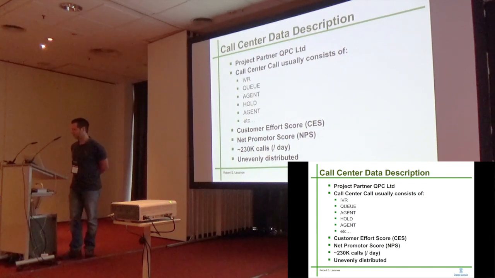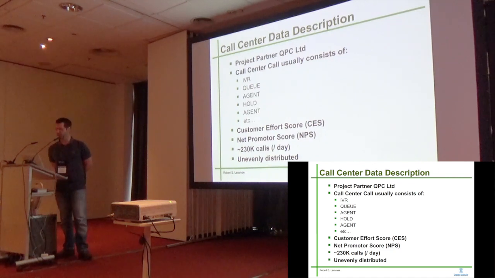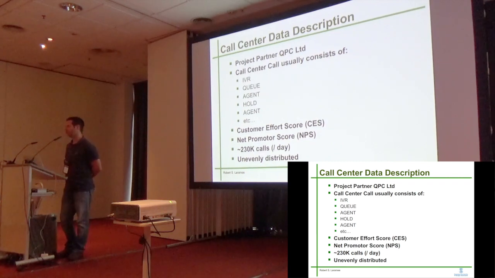And there's also something called a net promoter score, which is the actual score given by customers when they get a text saying, would you please rate or evaluate your call that you just had, your call center experience with us. The data set we're going to show is about 230K calls, so that's a typical call center, getting 230,000 calls per day, and it's very unevenly distributed. And that is partially the inspiration behind some of the features that we're going to show.